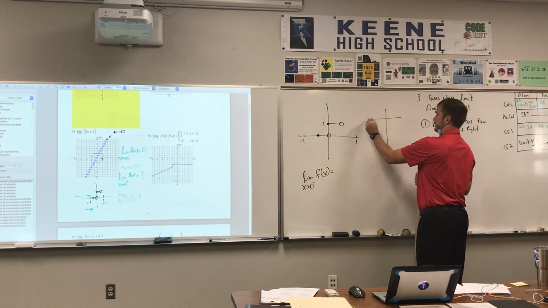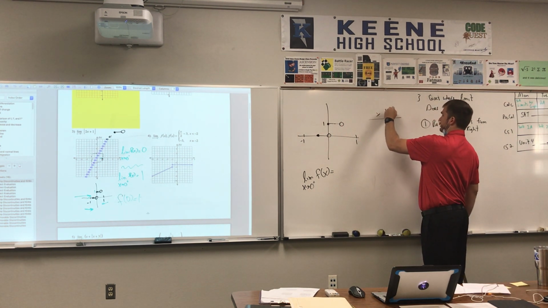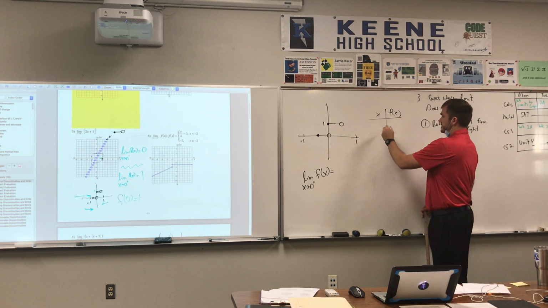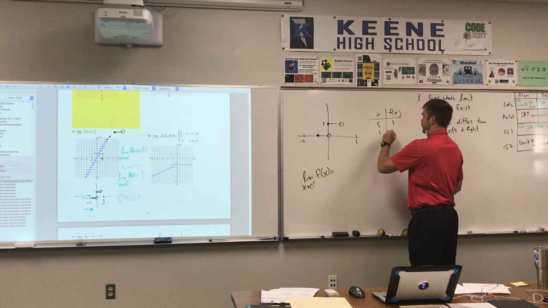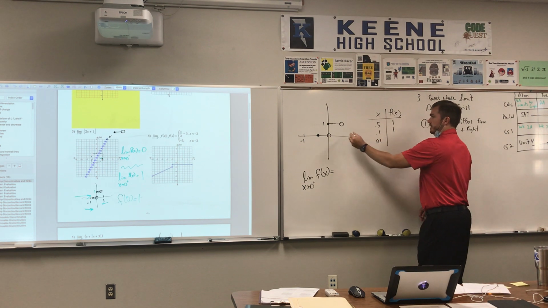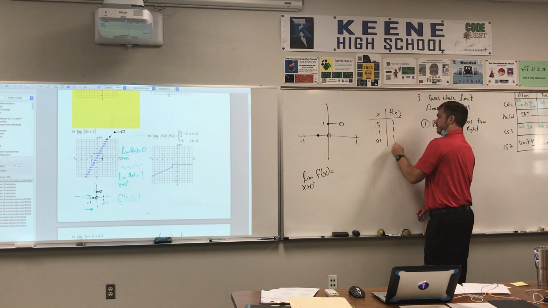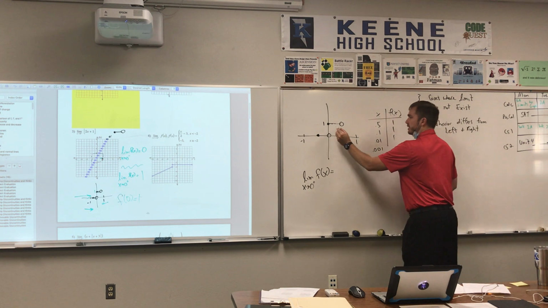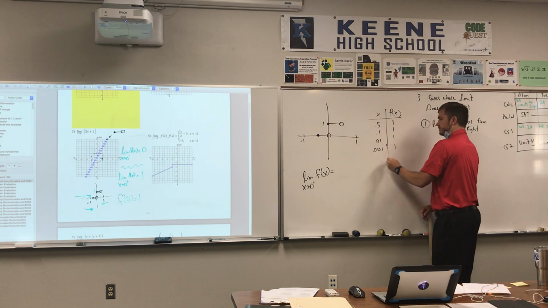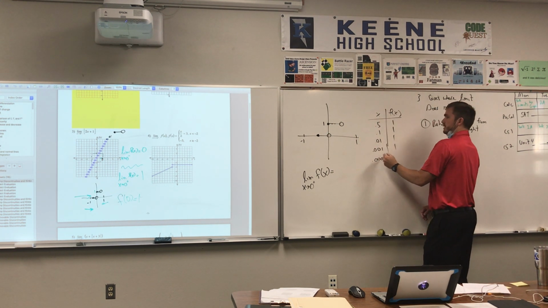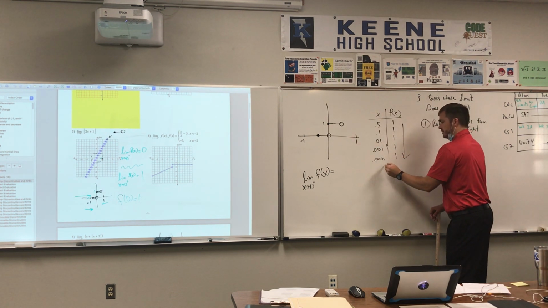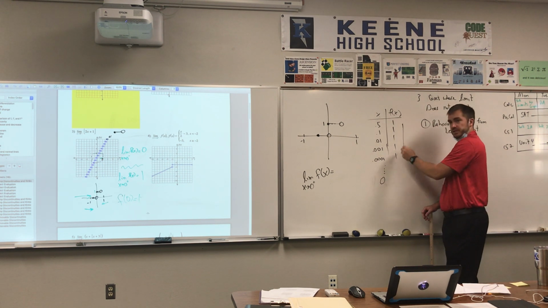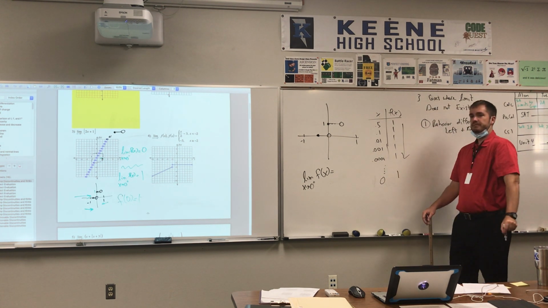If I were to make a table, if I said f at 0.5, it's 1. At 0.1, the y value is 1. At 0.01, the y value is 1. At 0.001, the y value is 1. At 0.0001, the y value is 1. So what's the trend here? It seems like it's approaching 1.